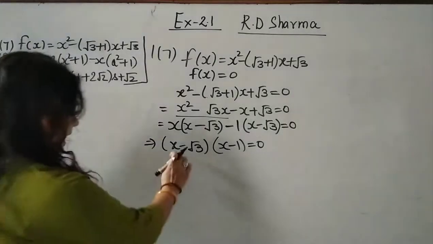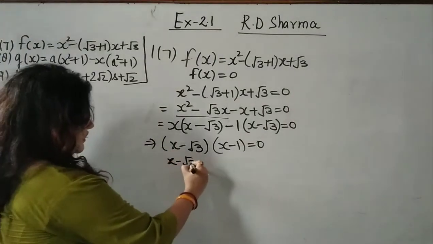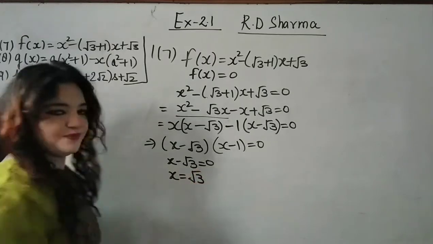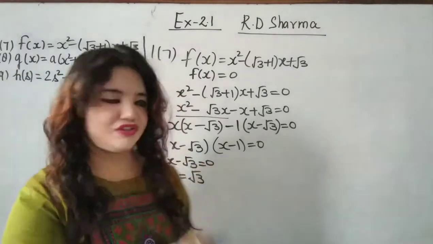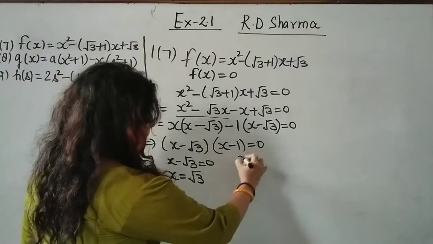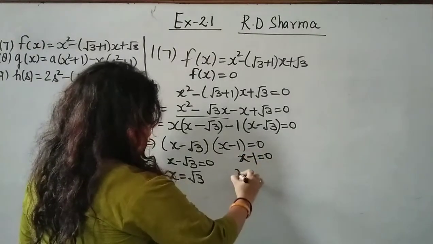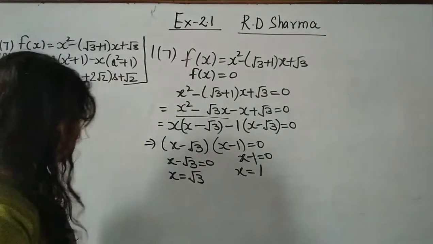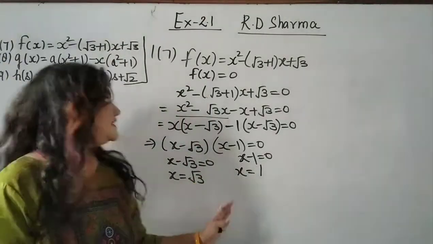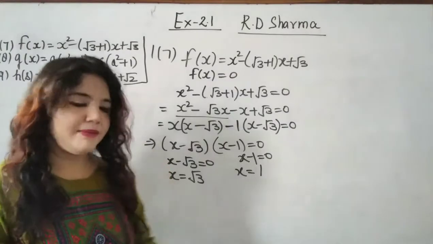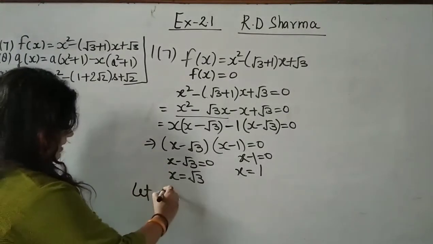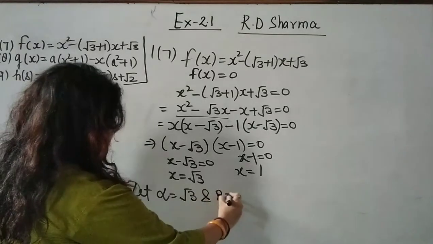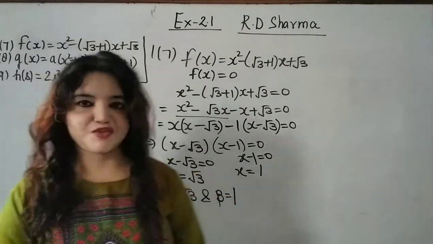So if x minus root 3 is equal to 0, that means x is equal to root 3. Now, if x minus 1 is equal to 0, then x is equal to 1. This is how we have calculated the zeros of this polynomial. Now we assume, let alpha be equal to root 3 and beta be equal to 1.